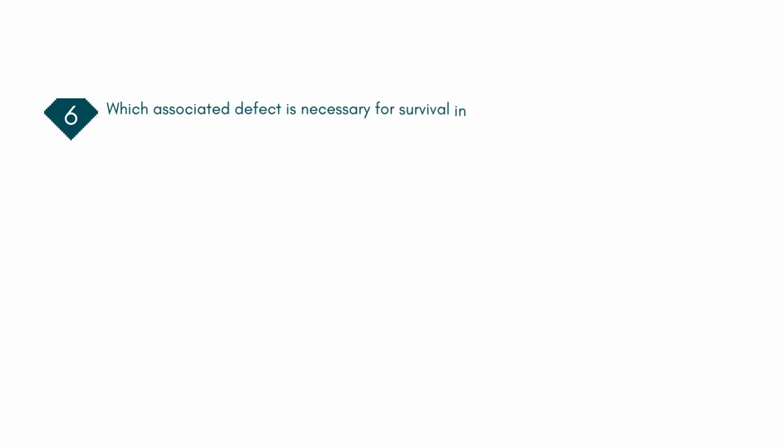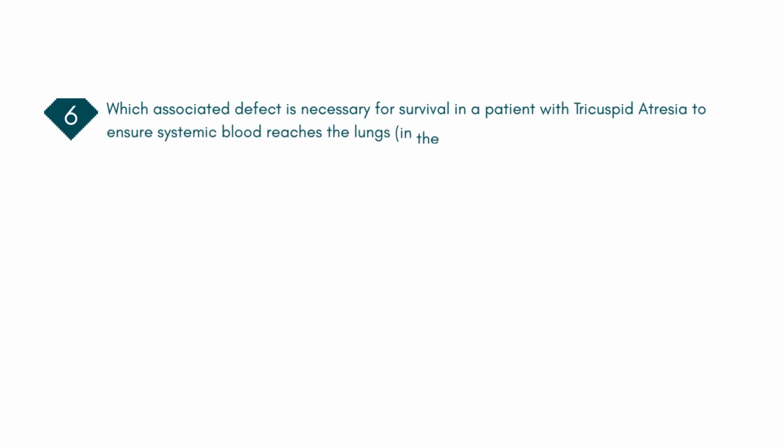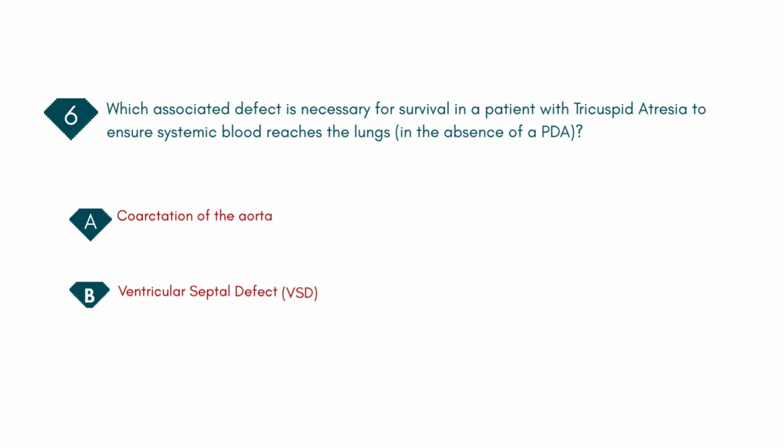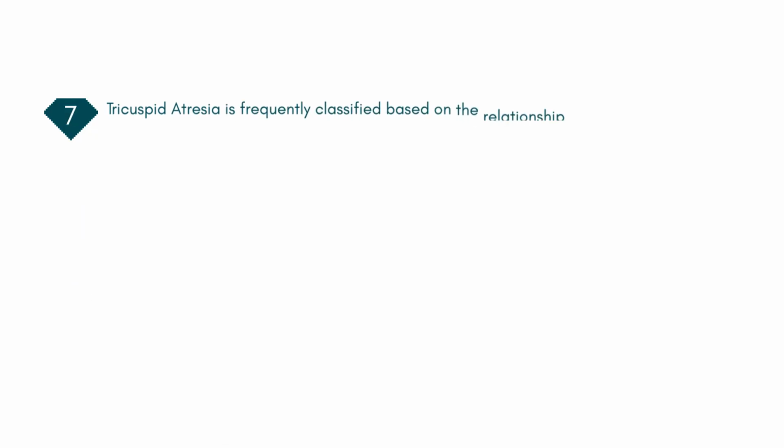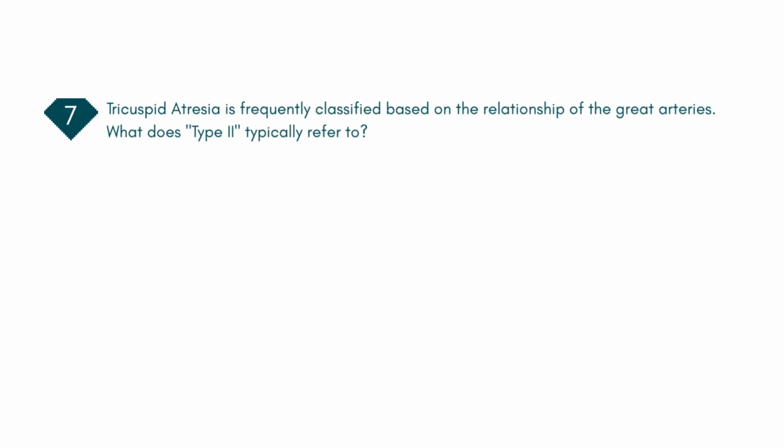Which associated defect is necessary for survival in a patient with tricuspid atresia to ensure systemic blood reaches the lungs, in the absence of a PDA? A. Coarctation of the aorta. B. Ventricular septal defect, VSD. C. Bicuspid aortic valve. D. Mitral valve prolapse. Answer B. Ventricular septal defect, VSD.